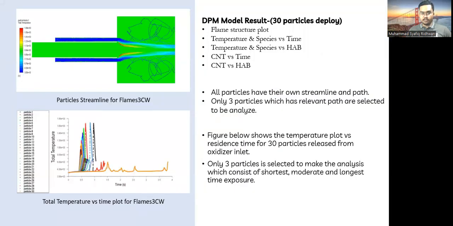Thirty particles were deployed in the DPM model, which is the dispersed phase model. Only the particles that are relevant are selected to be analyzed. All 30 particles are released from the oxidizer inlet and reach the synthesis chamber. The particles selected consist of the shortest residence time, moderate residence time, and longest residence time. They will plot the flame structure plot, temperature and species versus time, temperature and species versus HAB, CNT versus time, and CNT versus HAB.